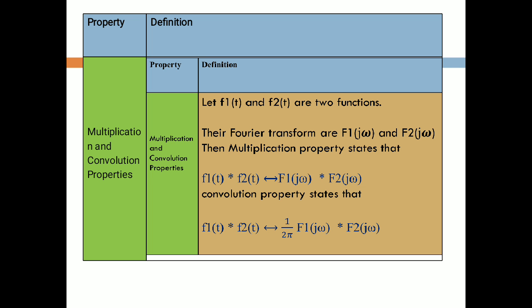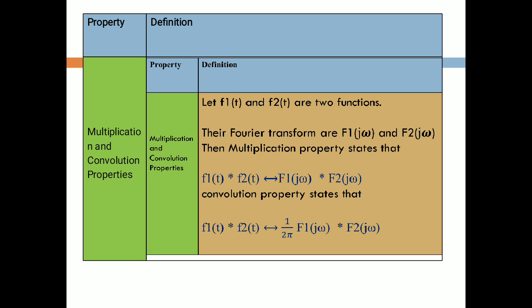The next property is the multiplication and convolution property. Let f1(t) and f2(t) be two functions. Their Fourier transforms are F1(j omega) and F2(j omega). Then the multiplication property states that f1(t) into f2(t), that is if we multiply the two functions f1(t) and f2(t), after application of the Fourier transform we get the convolution of the Fourier transforms of these individual functions, that is F1(j omega) into F2(j omega).